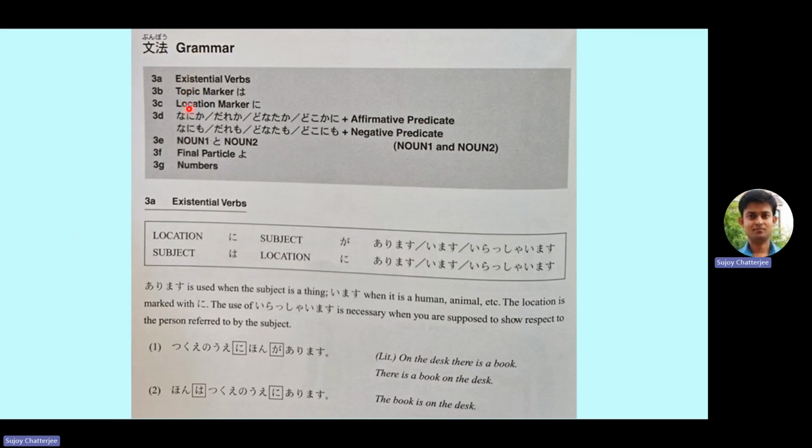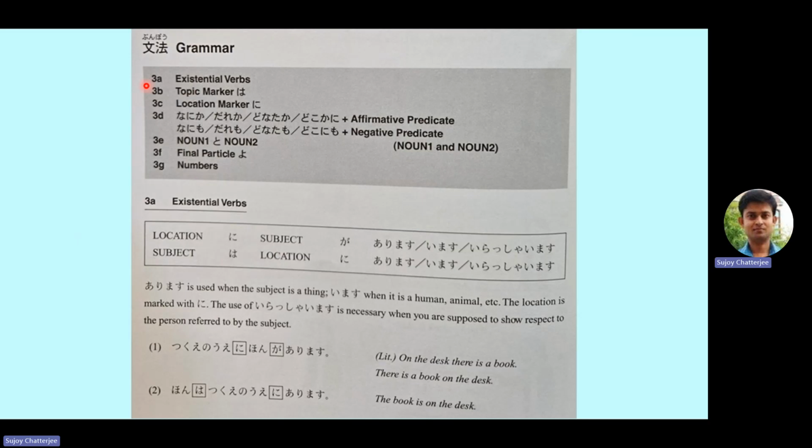So these are the topics that we are going to discuss in this lesson. And in today's lecture, we shall be dealing with 3A, 3B and 3C only. That is existential verbs, the topic marker wa and the location marker ni. So wa and ni are called particles of Japanese grammar, and although we have discussed the wa particle in our previous lessons, because that is the most fundamental particle, without which you cannot even make a simple sentence, this will keep coming again and again while we study, because there is more to it.